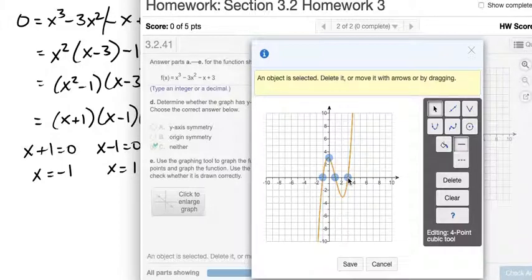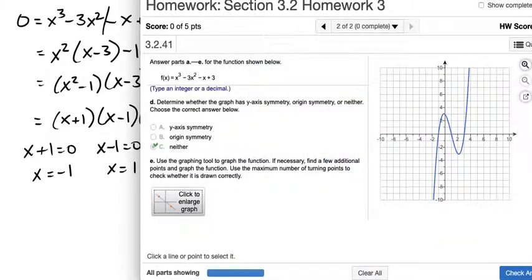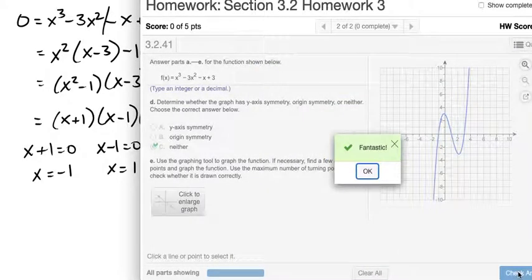Now I want to think about the end behavior and if the end behavior matches what it's supposed to. What I said originally was that the graph was going to fall on the left and rise on the right. And it makes sense because that's what the graph does. So I can click Save and check my answer. And there we go.